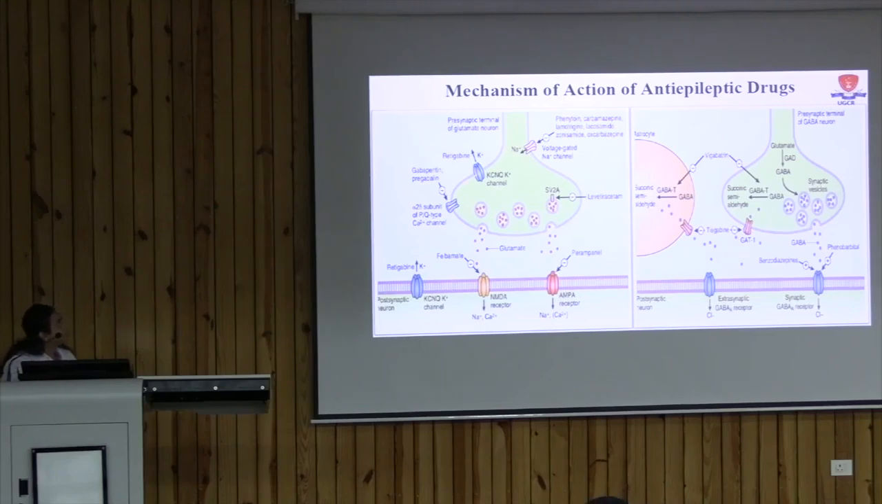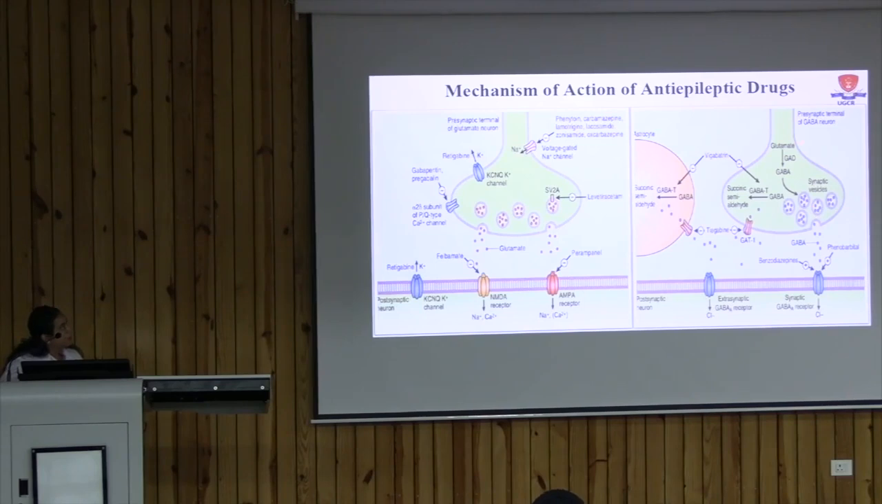Drugs like retigabine bind to the potassium channel and block the efflux of potassium. Drugs like gabapentin and pregabalin block the calcium channel and cause inhibition of the influx of calcium, thus stabilizing the membrane. Drugs like levetiracetam bind to the SV2A protein, thus modulating glutamate release. On the postsynaptic membrane, there are two receptors for glutamate, the NMDA receptor and AMPA receptor, which are blocked by felbamate and perampanel respectively.